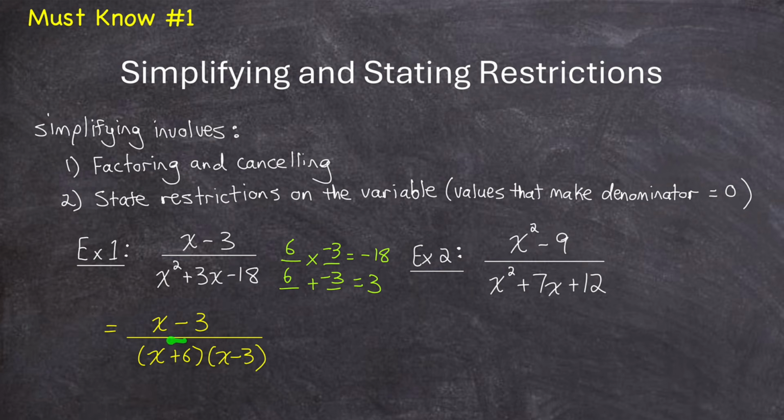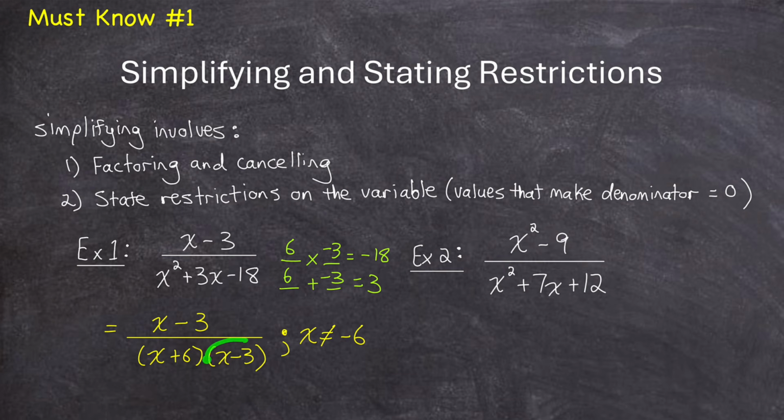And now that the denominator is in factored form, it's easy to see what the restrictions on the variable would be. The rational function is undefined if the denominator is 0. Well, the denominator would be 0 if either of these 2 factors were 0. This factor of x plus 6 would be 0 if x was negative 6. So one of the restrictions on this rational function is that x cannot be negative 6.